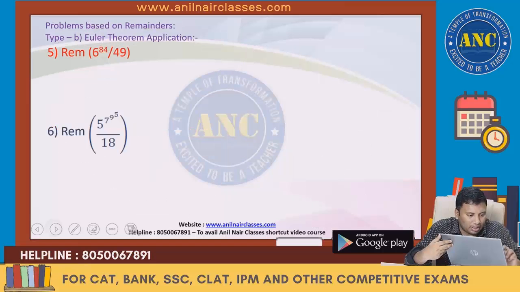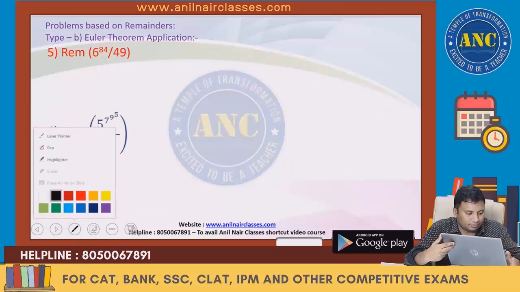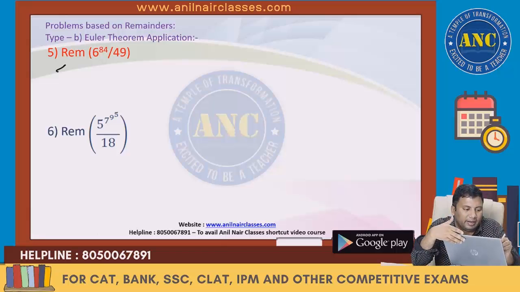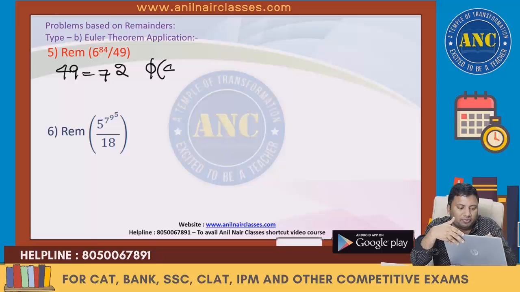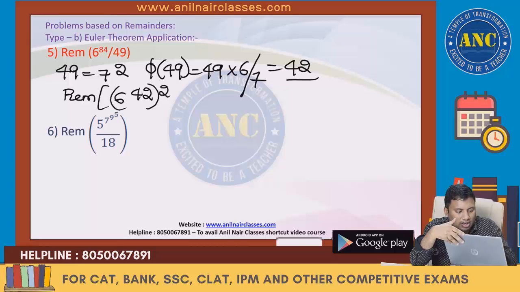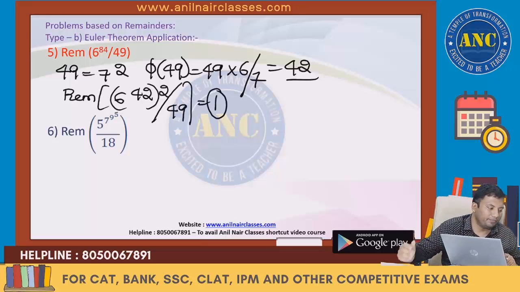Right. Now, next question. 6 power 84 divided by 49. This is the doubt which we took. 49 is 7 square. So, the quotient function of 49 is 49 into 1 minus 1 by 7. So, it is 6 sevens are 42. So, this is nothing but 6 power of 42 into 2 divided by 49. 1 divided by 49, 1.